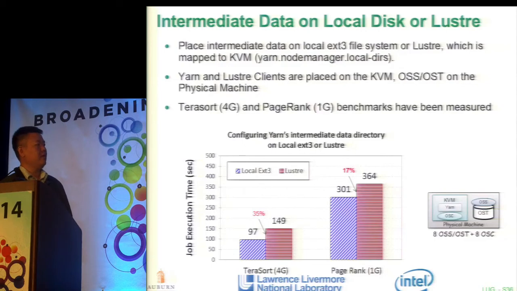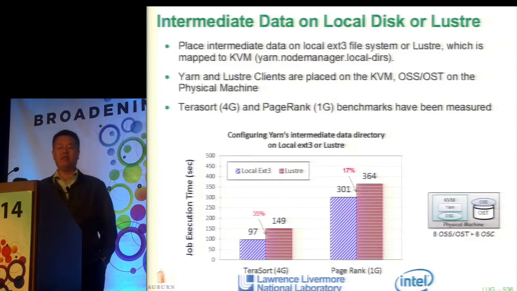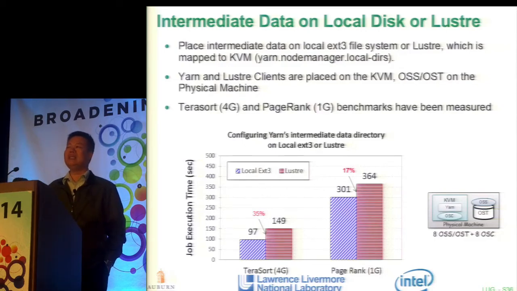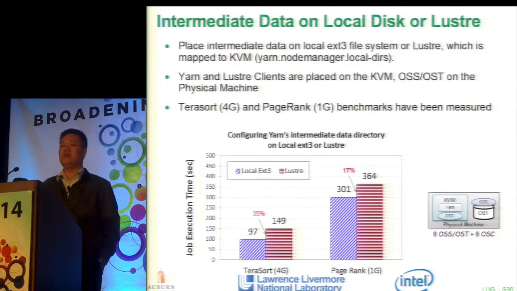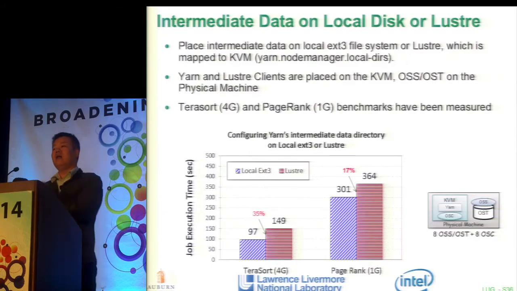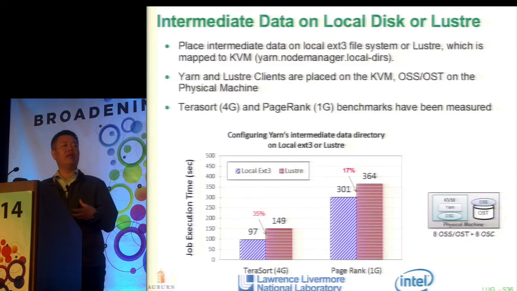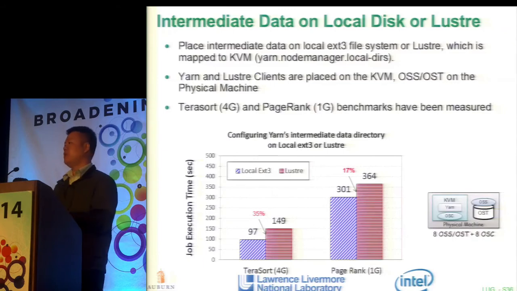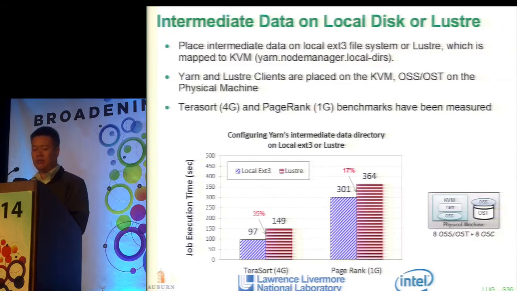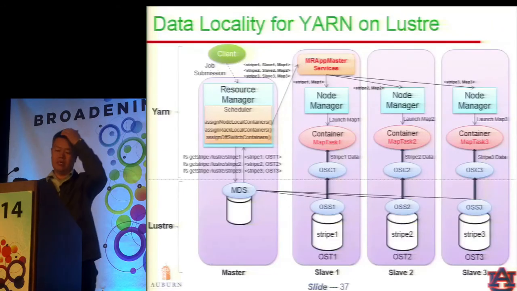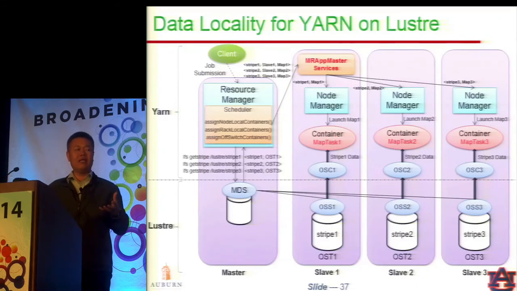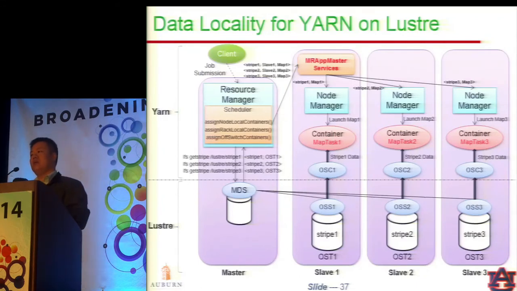So as you can see here, we run 2 different benchmarks, and there is indeed a performance overhead caused by putting the intermediate data on the Lustre. The performance loss can vary depending on whether your benchmark is data intensive or not. For TeraSort, which can have a very large amount of intermediate data, the performance loss can be 35%, but for PageRank, it can be 17%.